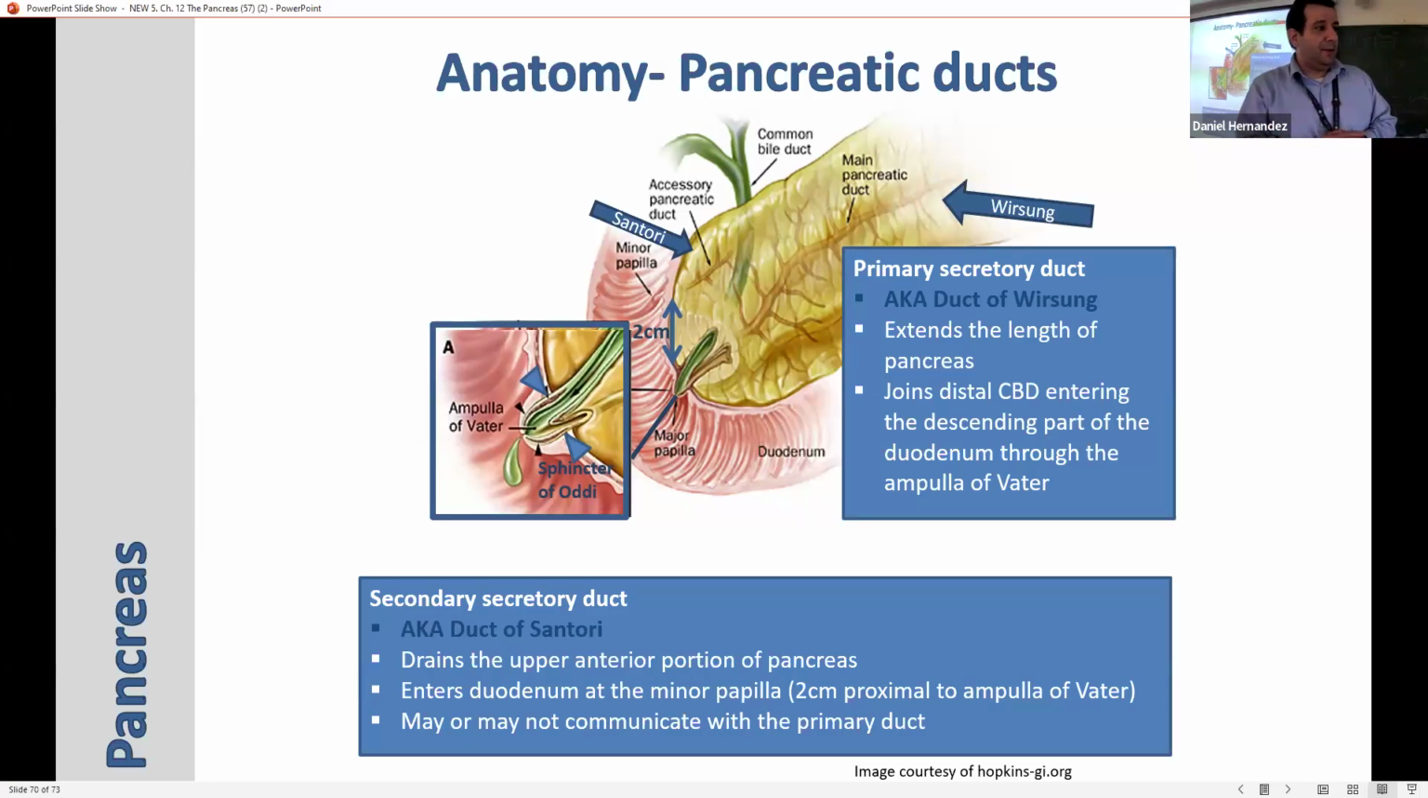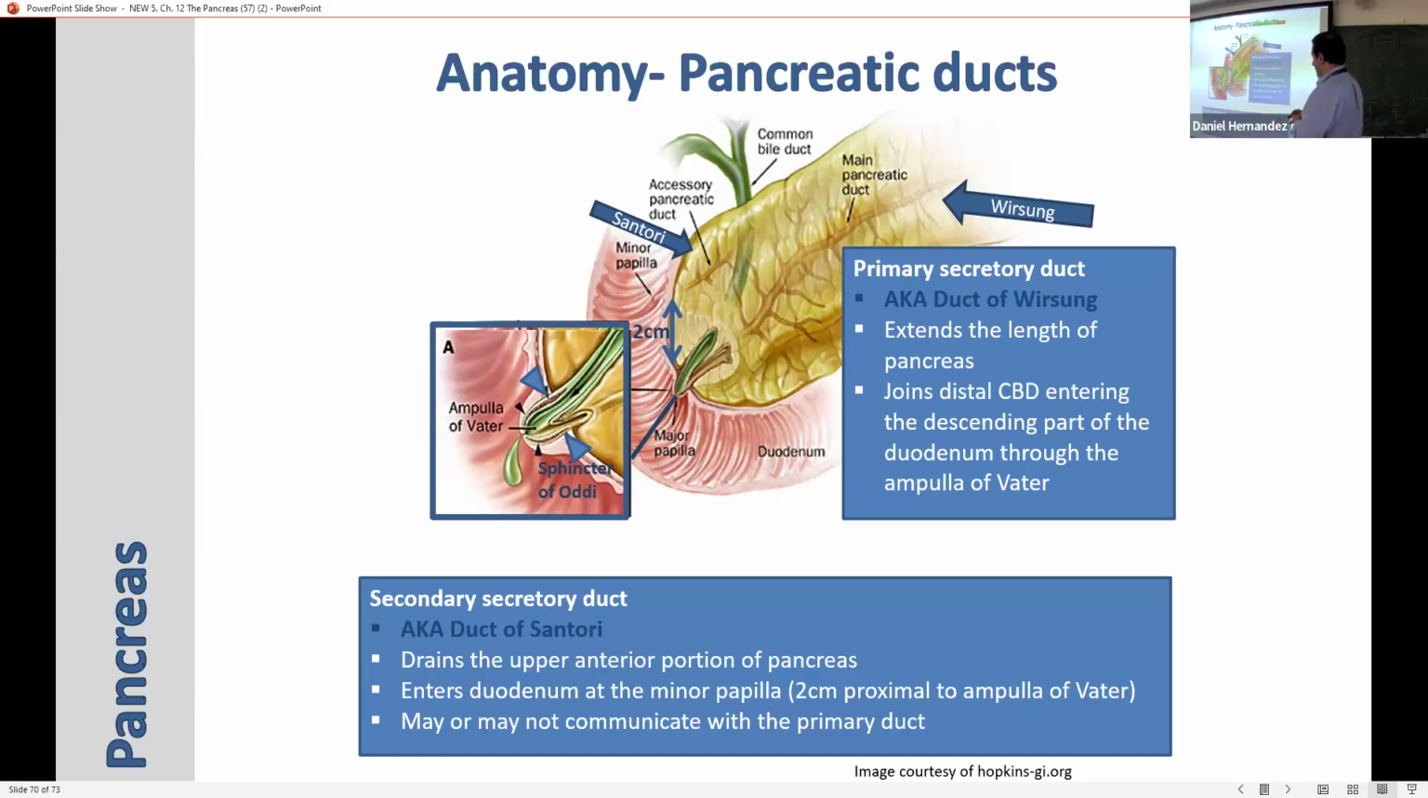So the main drainage of these exocrine enzymes is via the duct of Wirsung, or the main pancreatic duct, which extends the length of the pancreas and joins the distal CBD to the descending part of the duodenum through that ampulla of Vater. Then we have a secondary duct known as the duct of Santorini. So the primary secretory duct is the duct of Wirsung, the main pancreatic duct. The secondary secretory duct is also known as the duct of Santorini.